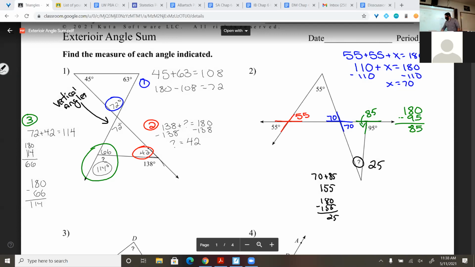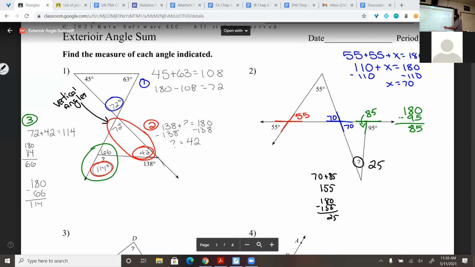Now a little sneak peek into what we're doing today. The relationship that we just kind of saw, of these two values equaling 114 and this value equaling 114, that relationship is what we're going to be talking about today. We're going to be talking about how if you have two opposite angles and an exterior angle, they are going to be equal.